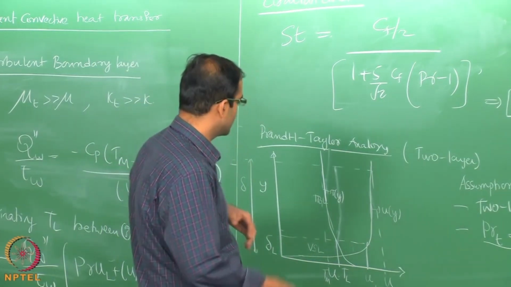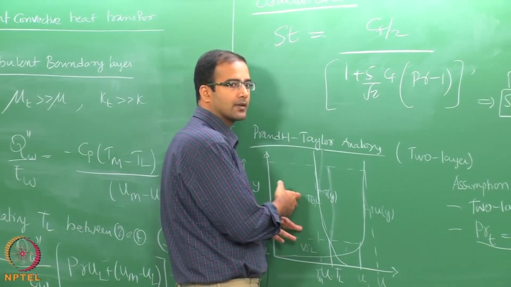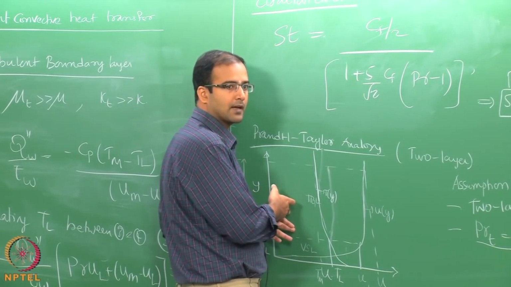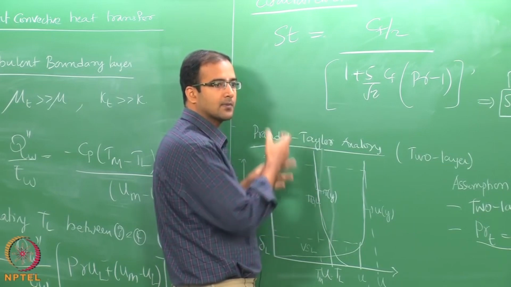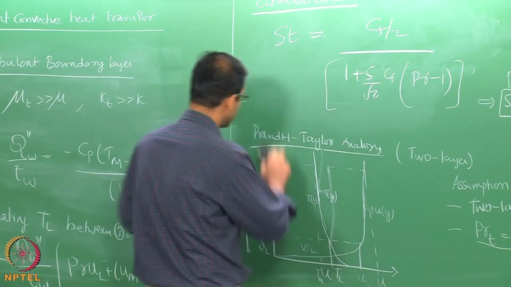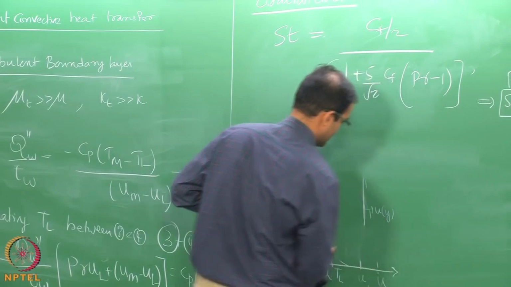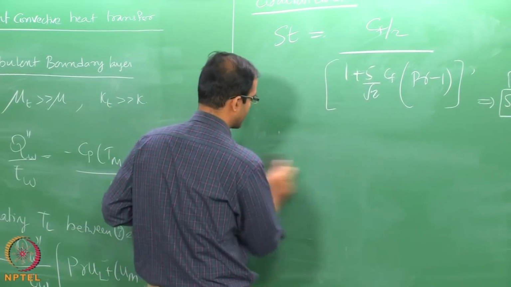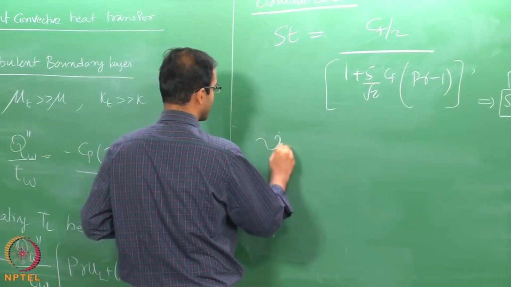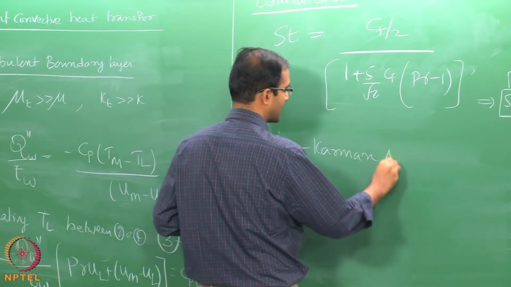The final case will be to consider all 3 layers, including the buffer layer. If you also consider the buffer layer, then you are tracking the transition more accurately. I will not derive that, but I will only give you the final analogy. This 3 layer analogy is called the von Karman analogy. So, finally, the most complex analogy that you can derive.